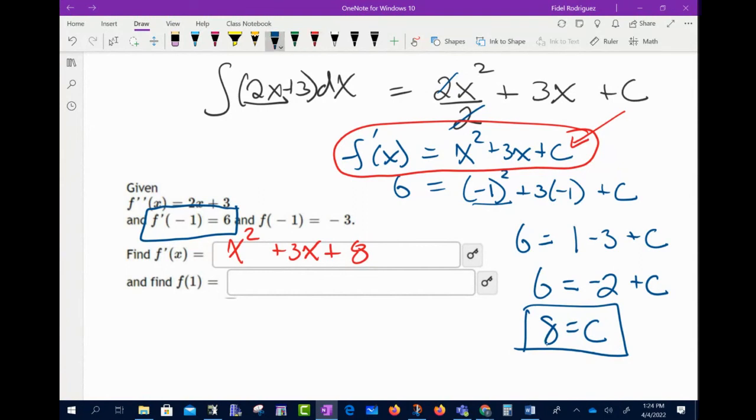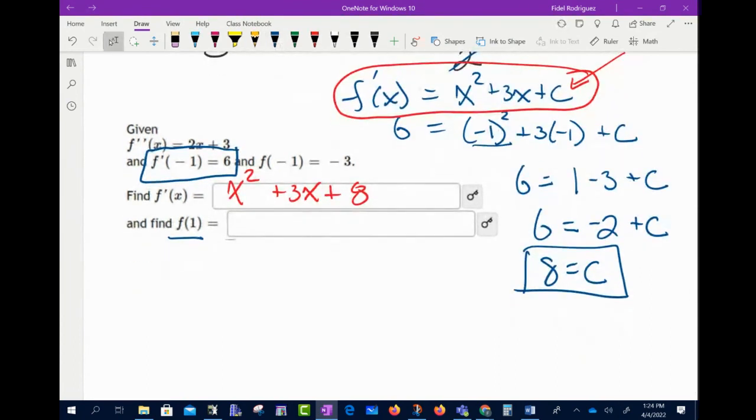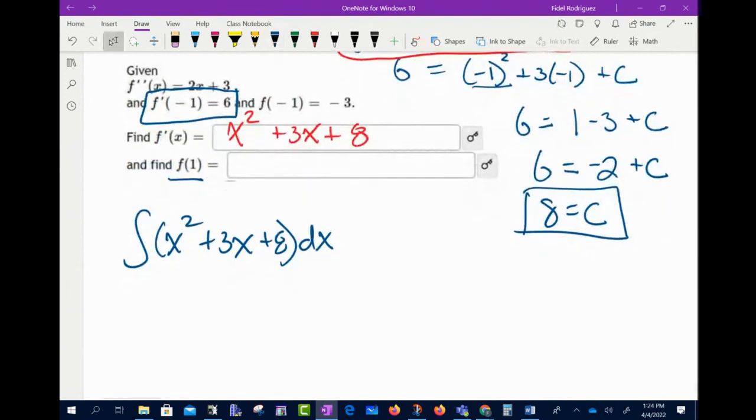So now, y'all, there's a second part. It says, can we find the original function at 1? In order for me to find the original function at 1, I need to find the original function. So now what we're going to do is integrate the first derivative. Okay, let's go ahead and do that.